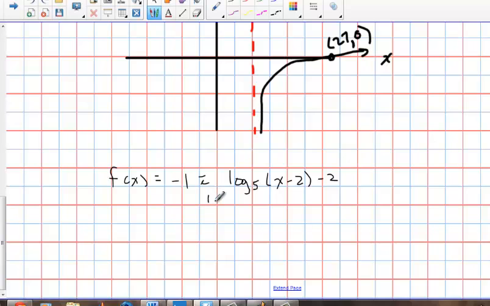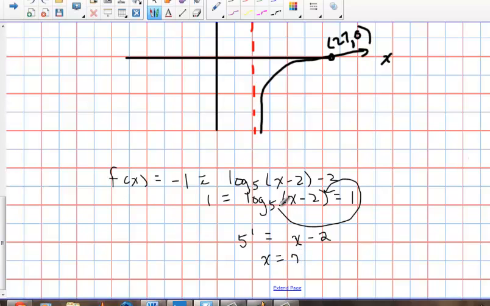Okay, so add 2 to both sides. And then we can think about the loop. Let's put the 1 here. We have 5 to the 1 equals x minus 2. And so therefore x is equal to 7.